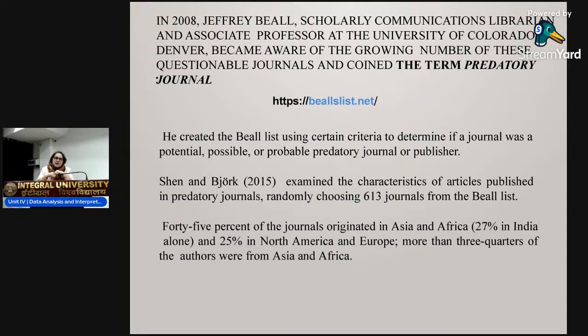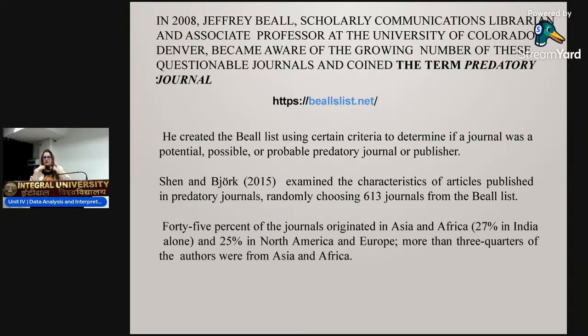Right? So Beale's list contains a comprehensive list of predatory journals. Why do we call it Beale's list? Because in 2008, Jeffrey Beale, who was a librarian and associate professor at the University of Colorado, became aware of the growing number of questionable journals, and he was the person who coined this term predatory journal.